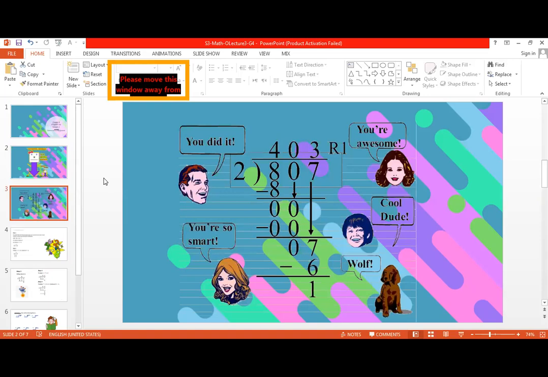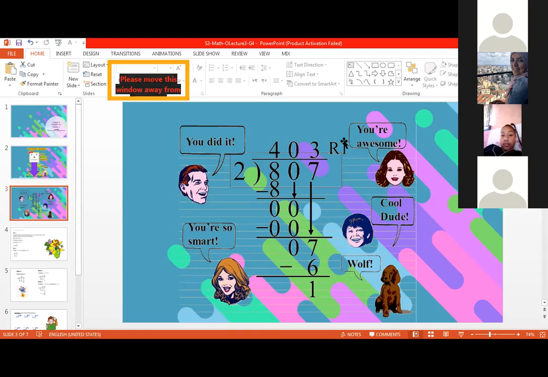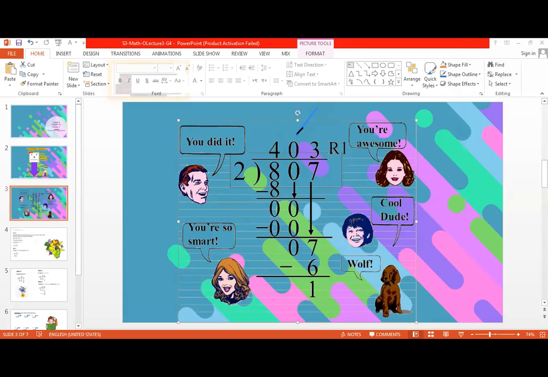Let us explain the first exercise. As you can see, our lesson is when I have a zero in the quotient. So I'm going to do this example in front of you. Pay attention. I'm going to divide 807 by 2. Let us start with the first step, which is divide.